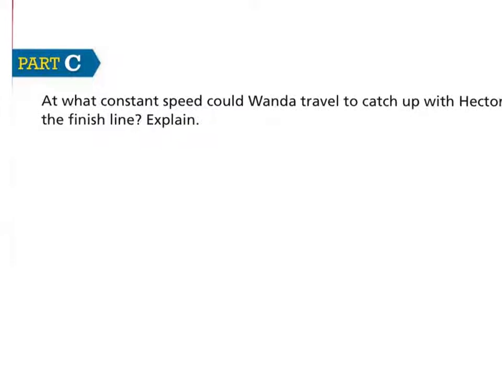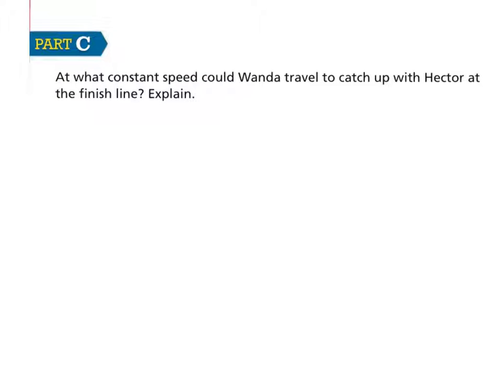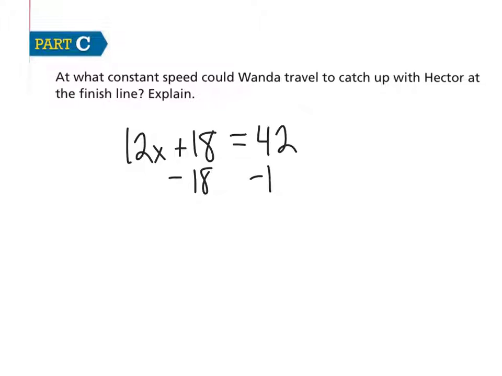And then part C, at what constant speed could Wanda travel to catch up with Hector at the finish line? So what we could do is look at Hector's 12x plus 18. If we set that equal to 42, that's going to tell us the minimum speed that she would have to go.